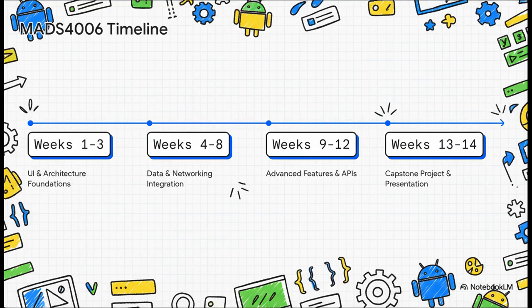And here's what that modernized course would look like over 14 weeks. You can see it follows a very clear logical progression. We start with UI and architecture foundations, then move into data integration and networking. From there, we explore advanced features, and it all culminates in a comprehensive capstone project. This structure ensures that students are building their skills systematically, week after week.